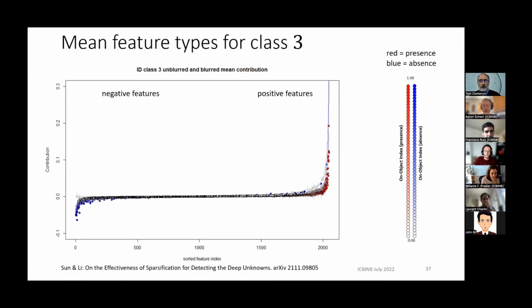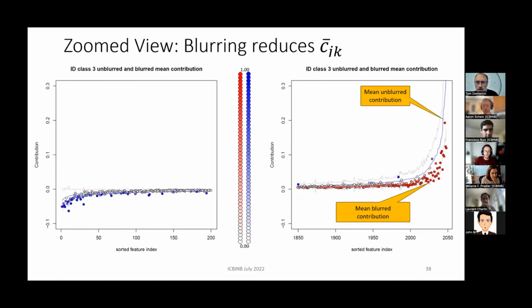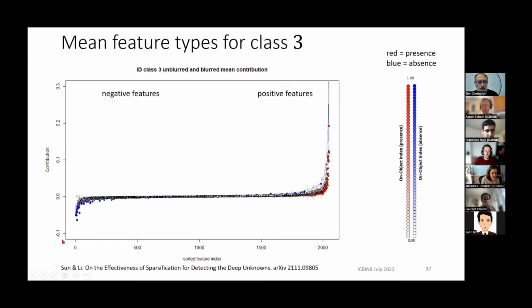And in the interest of time, let me skip ahead to this picture here. What we're doing is sorting all the features for a particular class, this is class 3, by their average contribution to the logit score. So that's the weight assigned to that feature times its average activation. The blue line here is the mean activation, and the dots are what happens when we blur the image.